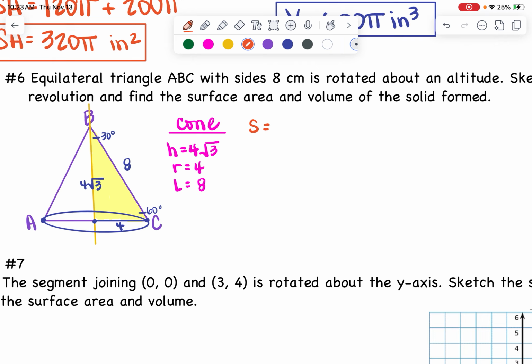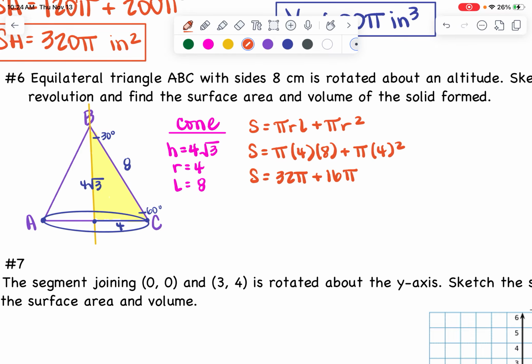So the surface area of a cone is pi r l plus pi r squared. Pi r l is our lateral, and then we have that 1 circle base, so pi r squared. So pi times 4 times 8 plus pi times 4 squared. That gives us 32 pi plus 16 pi, so we get 48 pi. And that's square centimeters for the surface area of that rotated cone.